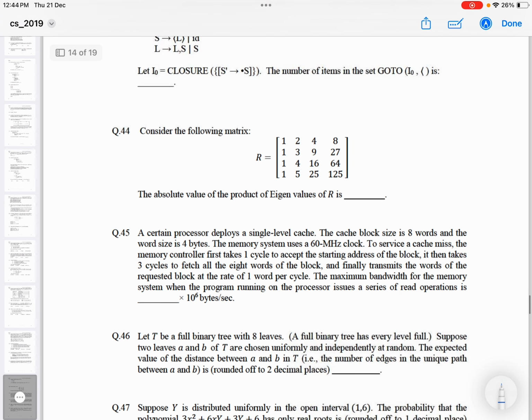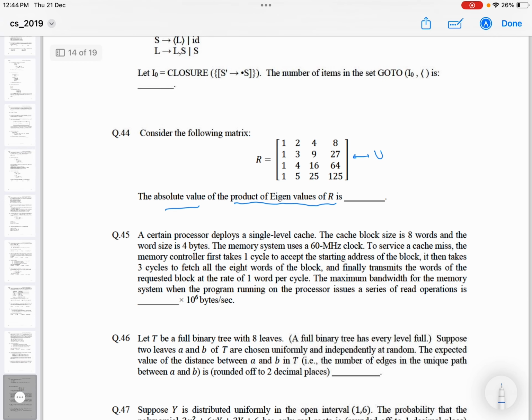So we are given this matrix R, and the question is: the absolute value of the product of the eigenvalues of R is. So how are you going to find the eigenvalues of this matrix? What you can do is convert this matrix to U, that is, an upper triangular matrix. Then you can take the product of the diagonal elements, and that will be your answer, right?